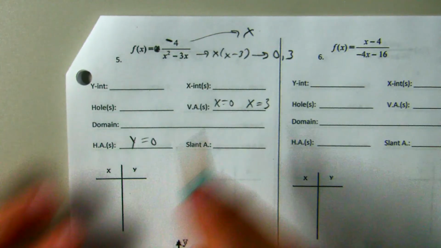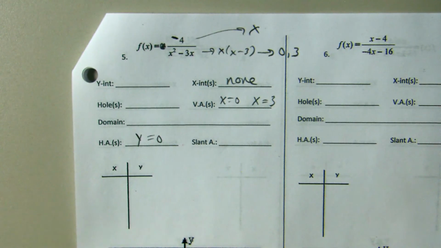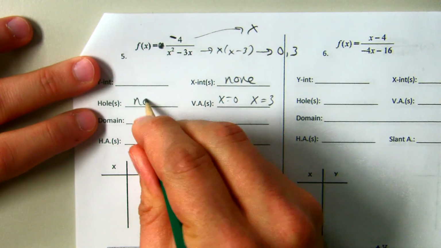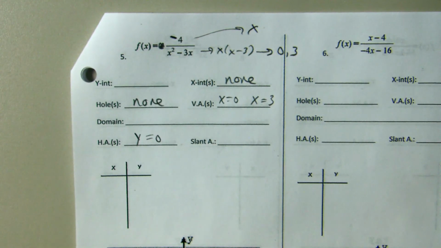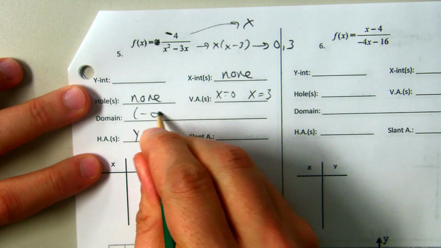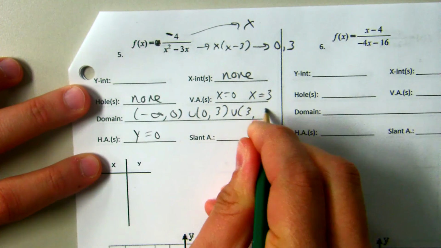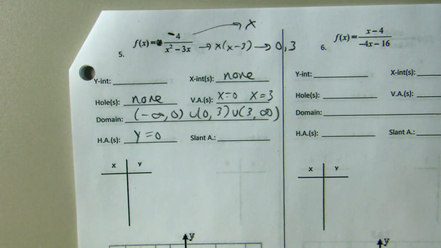For x-intercepts, there's no number that makes just the numerator 0, so I know that there's not one. For holes, there's no number that makes the numerator and the denominator 0, so I know there's not one. For domains, I know I should be skipping 0 and 3, but I have to include everything else, so that's how it's written out.